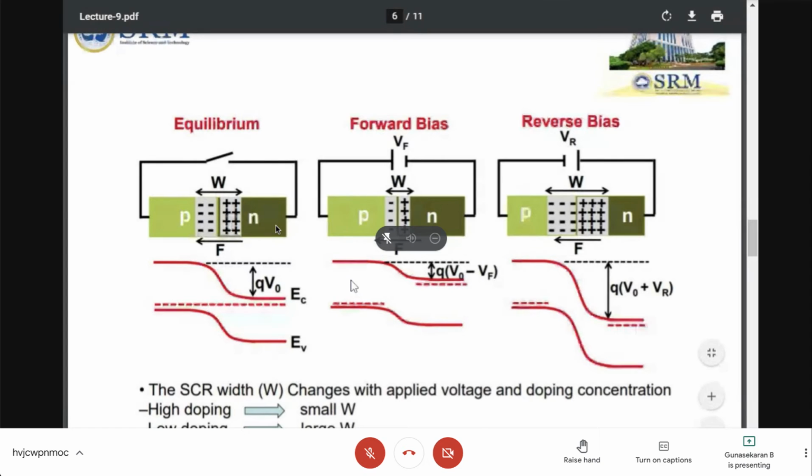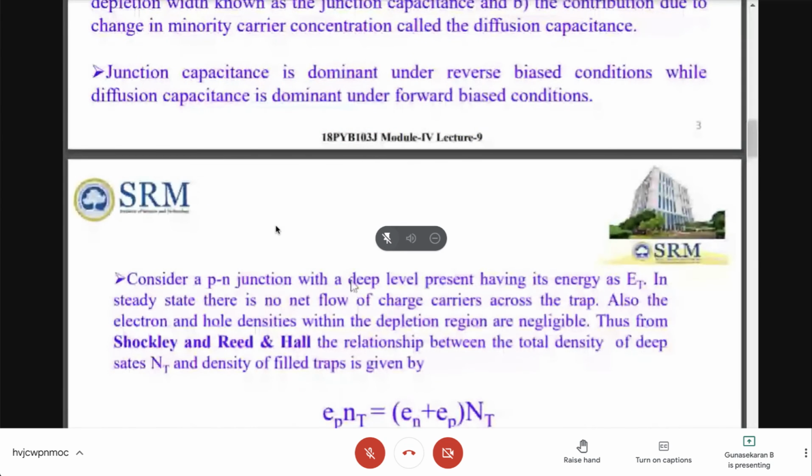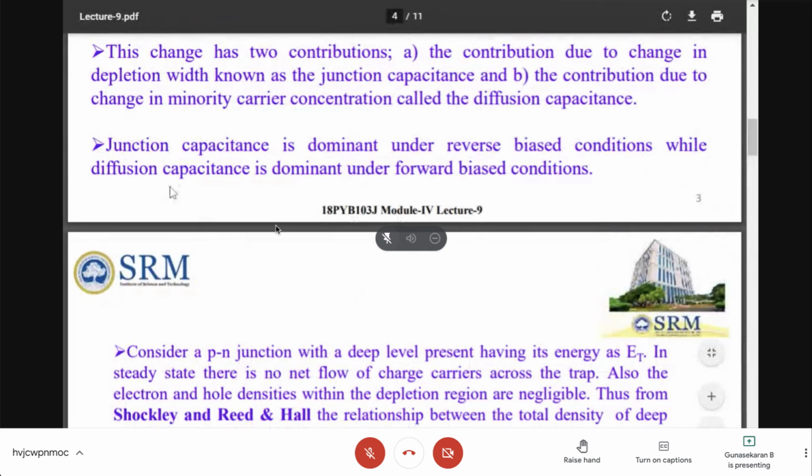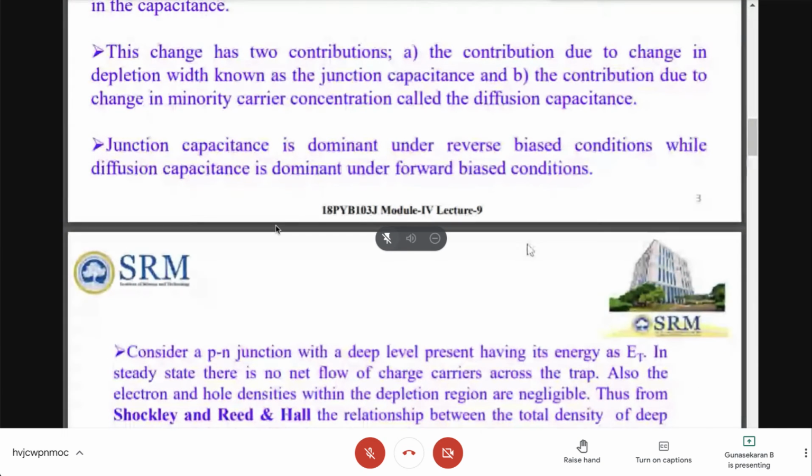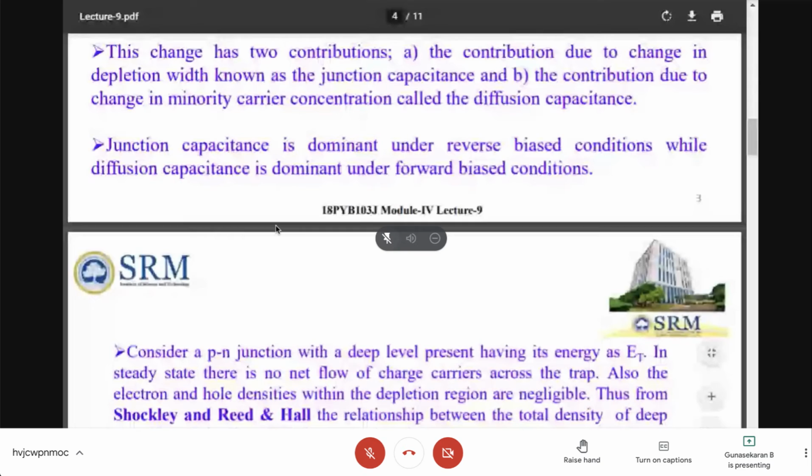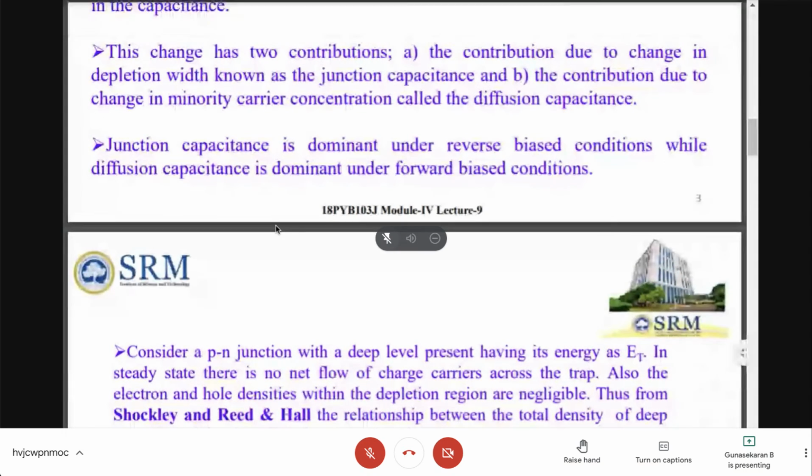Okay, now come to the next point here. The junction capacitance is dominant under reverse bias. Under reverse bias, the width of the region goes on increasing. That time the junction capacitance takes place, because that depends on the width. When the diode is connected to forward bias, the diffusion process takes place because the width of the region decreases. The charge carriers diffuse into each other in the junction region. So the diffusion capacitance is dominant under forward bias conditions. Do you understand? Say yes or no.